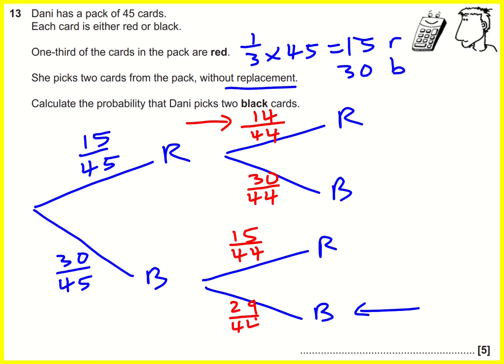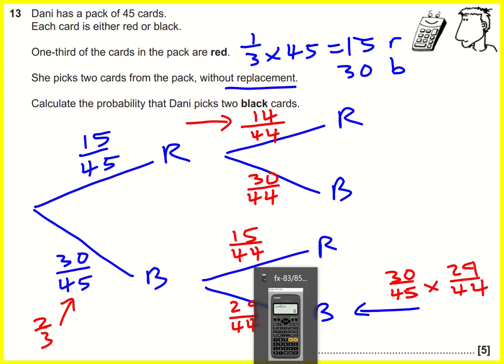And the final answer is then going to be 30 over 45 multiplied, because we're going along the tree diagram, by 29 over 44. You could have done this question by writing 2/3 here. That's absolutely fine, but I didn't do that to try and make it more clear for the second branches.